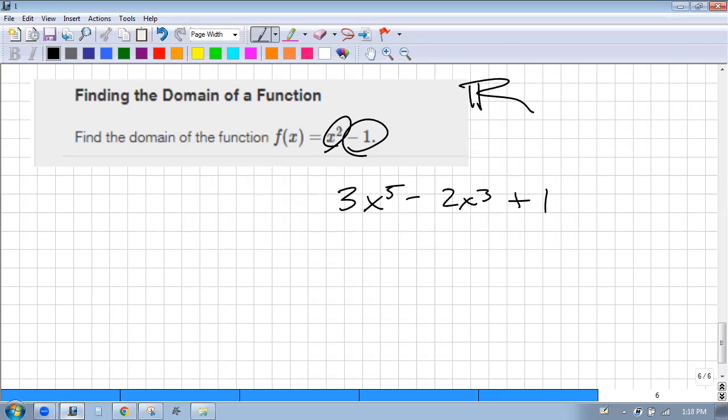Because no matter how many terms I have, as long as the powers of the x's are positive integer values, that's a polynomial. And the domain is always going to be all real numbers for polynomials, right? Here's what a polynomial looks like.